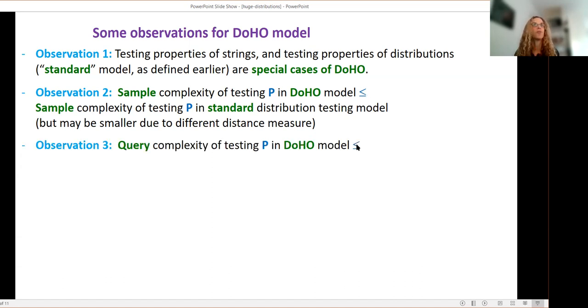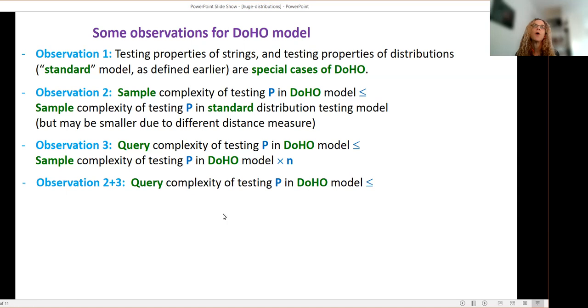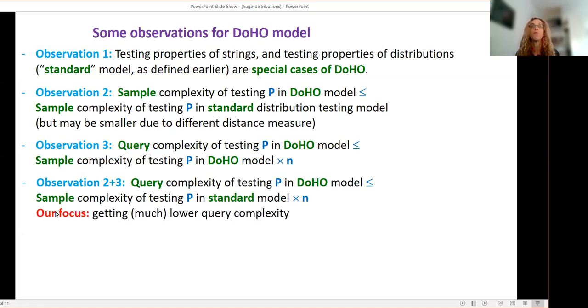The next observation, again also simple, is that the query complexity of testing in the DOHO model is always upper bounded by the sample complexity times n. We can always just query x and all its symbols. And so we get this bound. Now, if we combine observations 2 and 3, what we get is that the query complexity in the DOHO model, which is what we're interested in, is always upper bounded by the sample complexity in the standard model times n. So this is our basis, but we are focused on getting much lower query complexity.